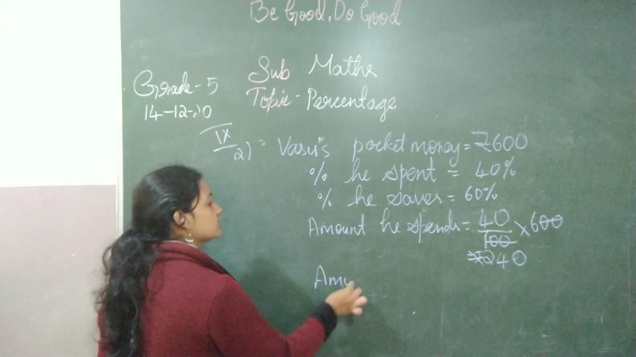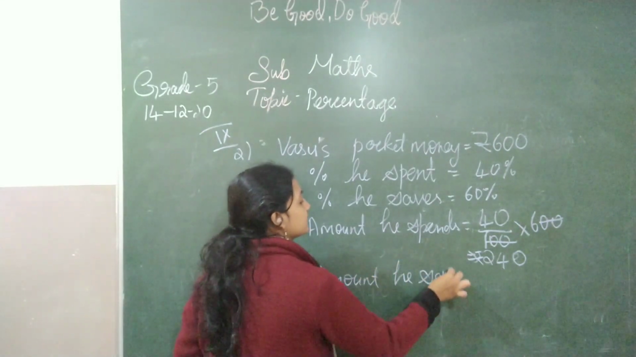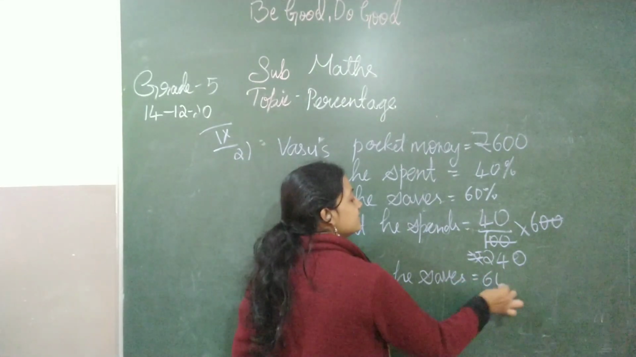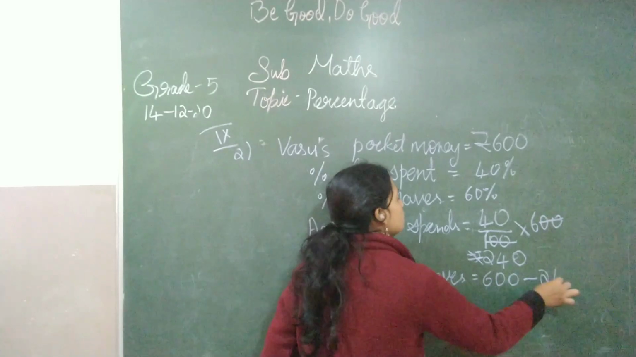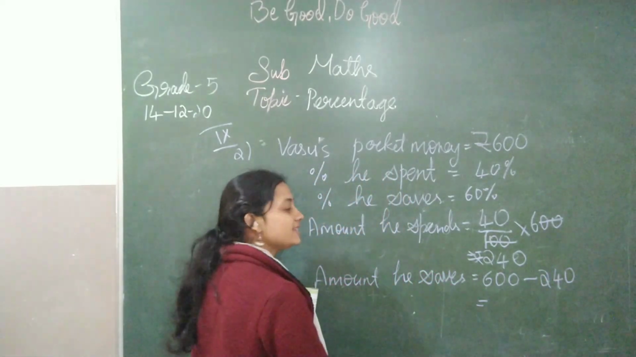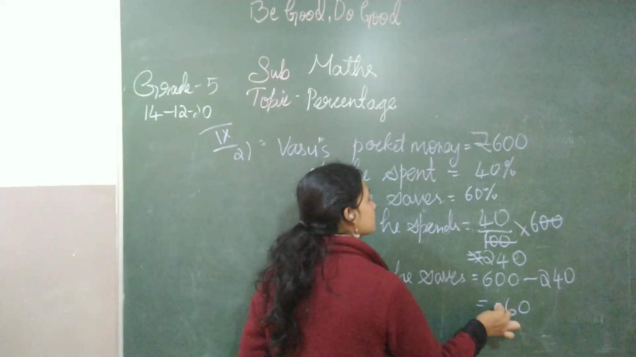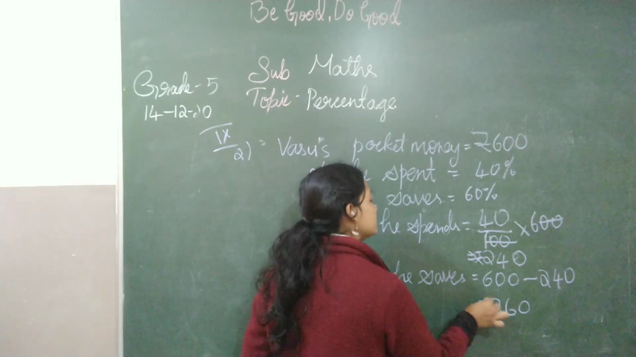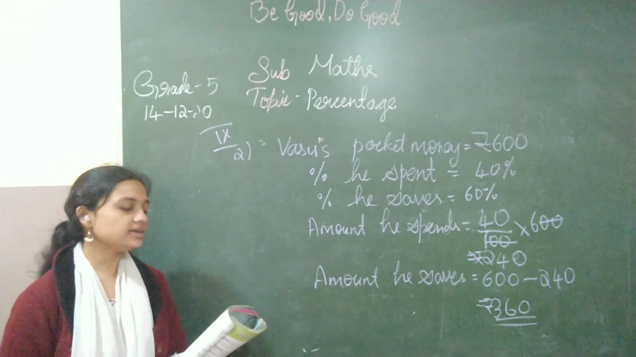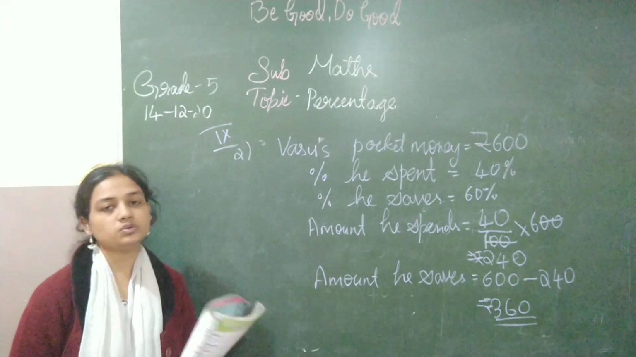Amount he saves. How much amount did he save? In 600, he spends 240 rupees. So minus those both, you get the answer how much he saves. So he saves 360 rupees. He saves 360 rupees. The third, fourth, fifth one I want you to practice.